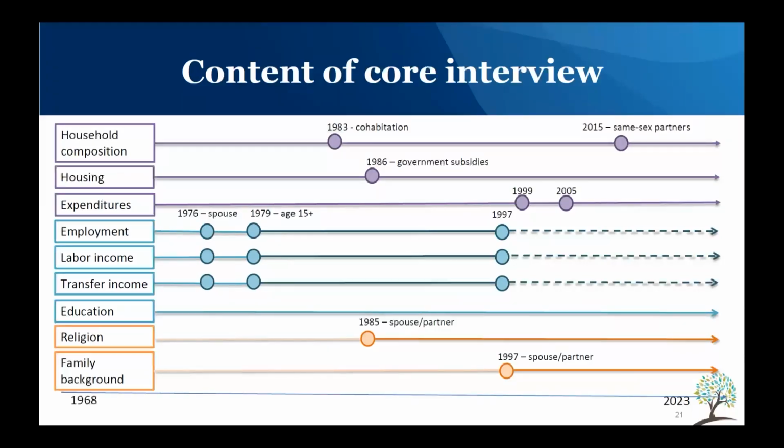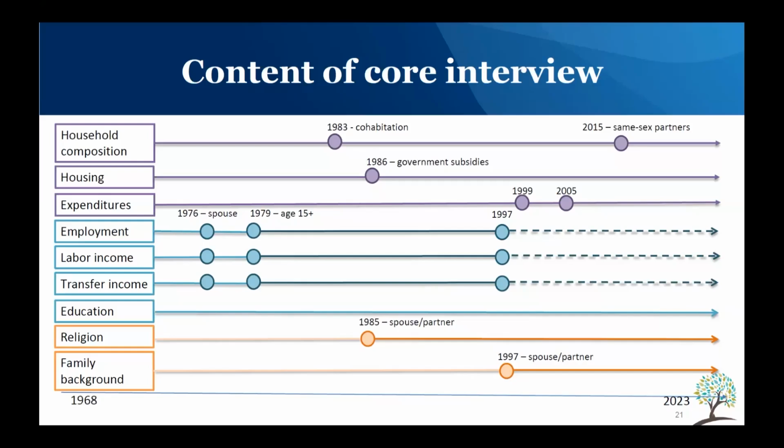When you see a solid line, that means that we've collected at least some type of information about that topic. And then the bubbles are showing where there are large content changes. Typically, we're not asking less. Usually they're expansions of content that we're collecting. And then you can see in that teal or turquoise color that, starting in 1997, there's some information that you may not see completely because we switched to the biennial design.